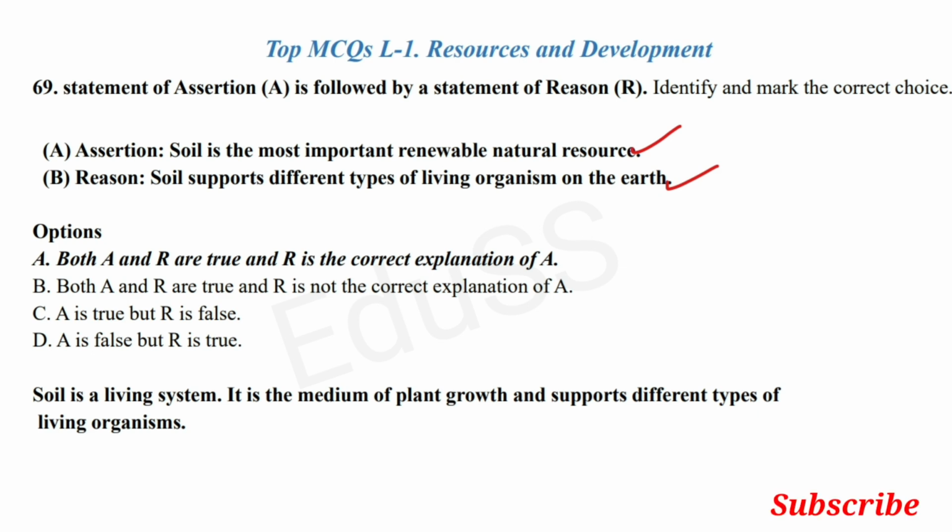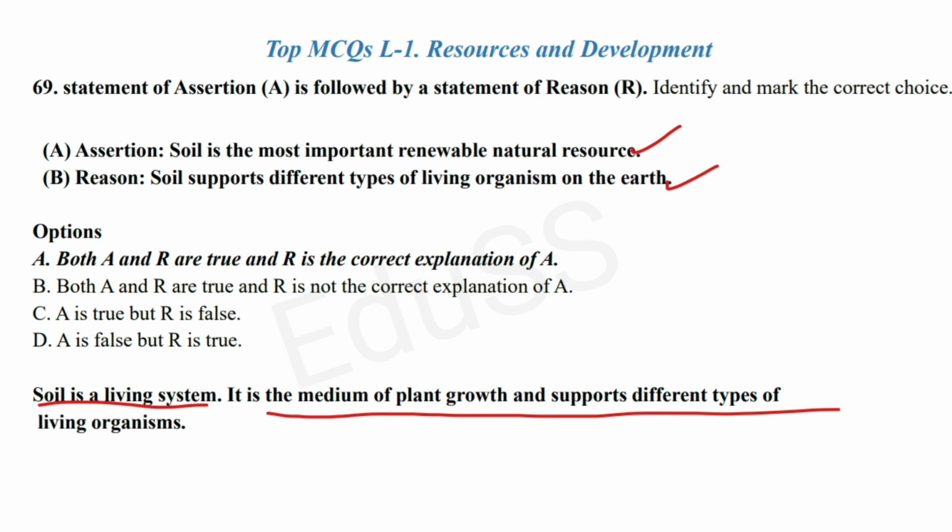Now soil is an important natural renewable resource and it is a living system and it also is a medium for the growth of plants and it also supports different types of living organisms. So the correct option is A.